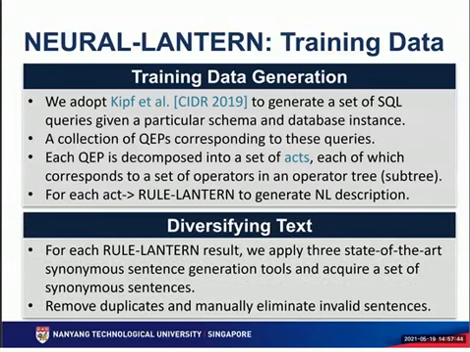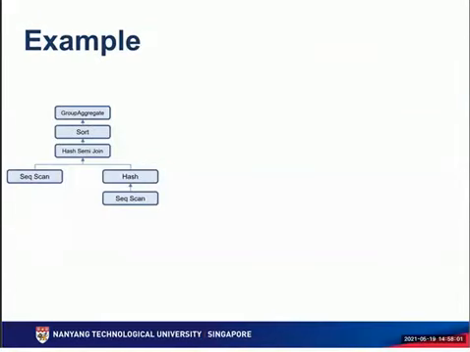After that, we can diversify the text. For each Rule Lantern result, we apply 3 state-of-the-art synonymous sentence generation tools and acquire a set of synonymous sentences. We remove duplicates and manually eliminate any invalid statements. Here is an example of the training data generation process.